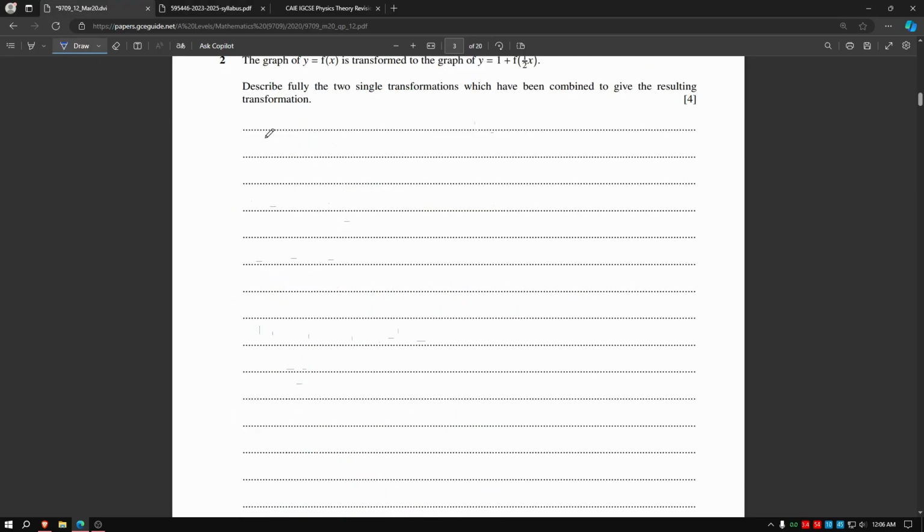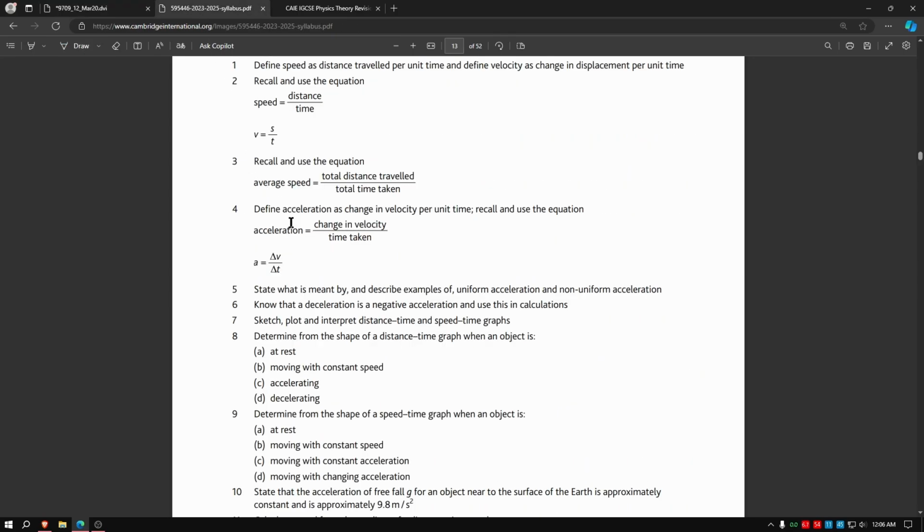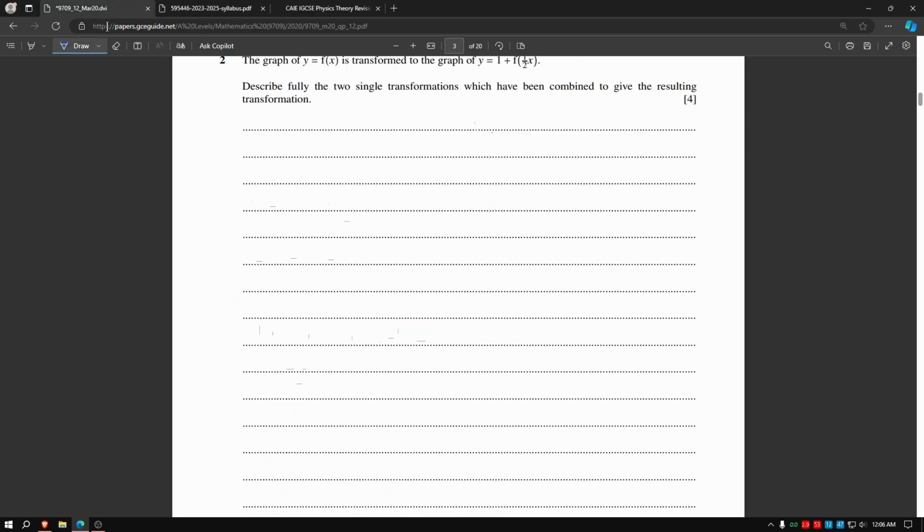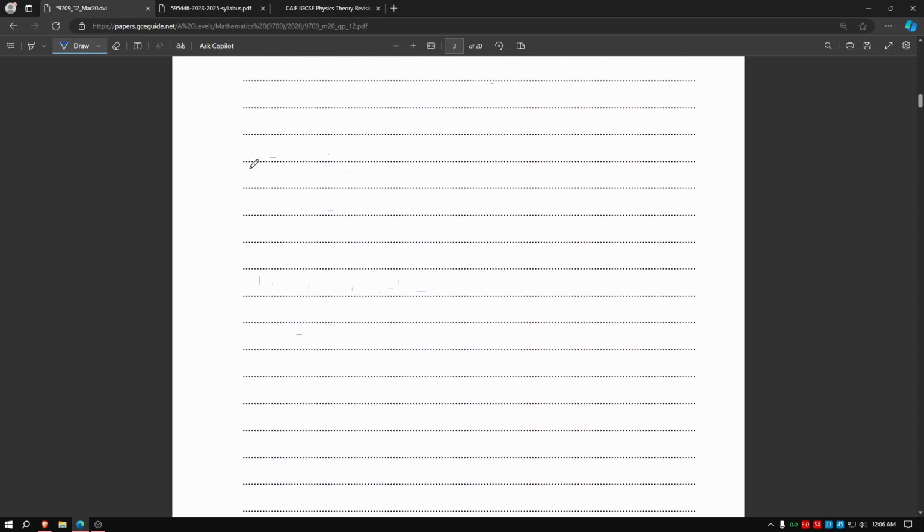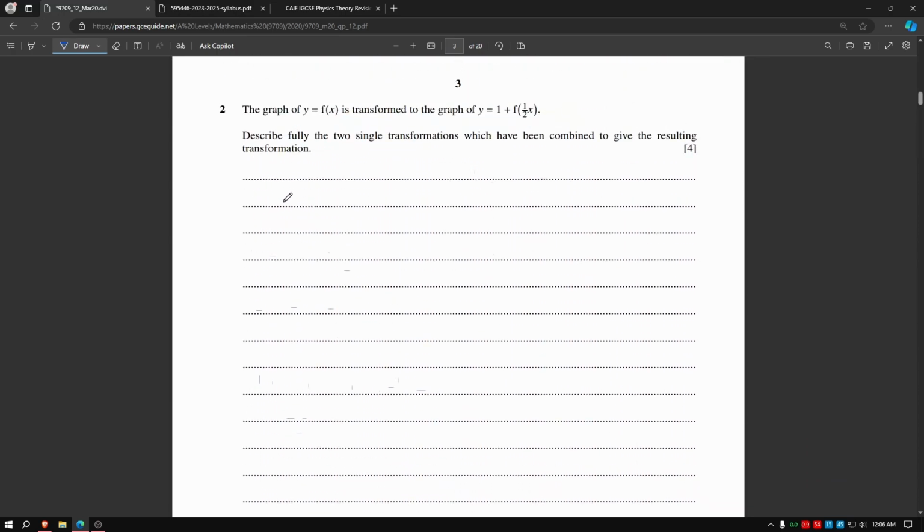Okay, so acceleration, what is that? Is there a formula for acceleration? Change in velocity by time taken. Define acceleration as the change in velocity per unit time. Recall and use this equation. So acceleration, what is that? Change in velocity by time taken. So velocity, we know now what that is. You take the displacement from A to B, and then you find out how much time it took and use the formula V equals S by T, right?